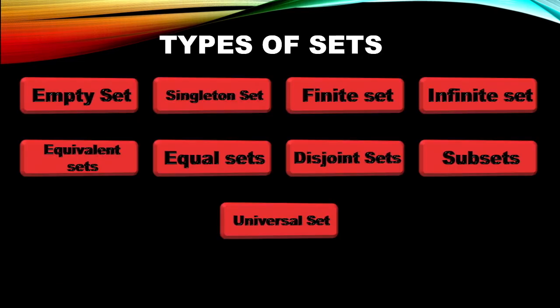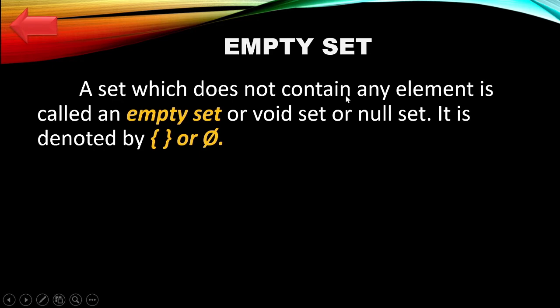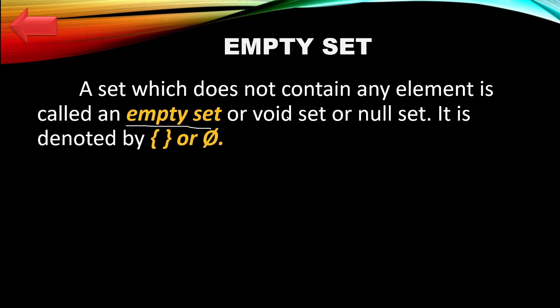Okay. Types of sets. So we have here 9 different types of sets. Number 1, let's proceed to the empty set. Empty set: a set which does not contain any element is called an empty set, or we can also call it void set or null set. So tatlo ang tawag sa kanya. We can call it empty set, void set, or null set. It is denoted by this symbol or yung dalawang braces na walang laman sa loob, tsaka ito.